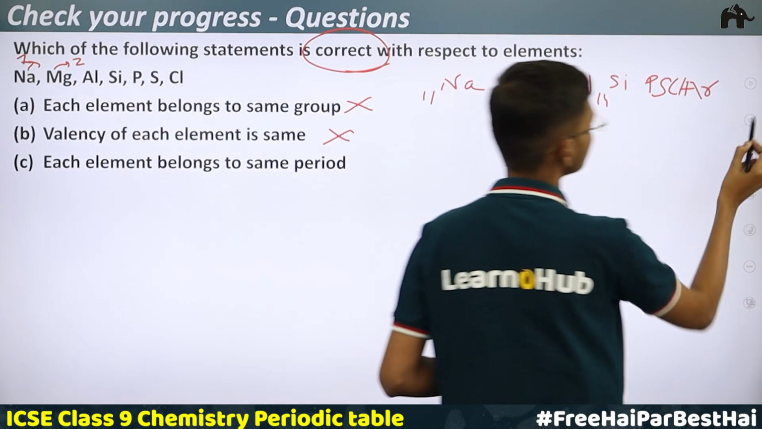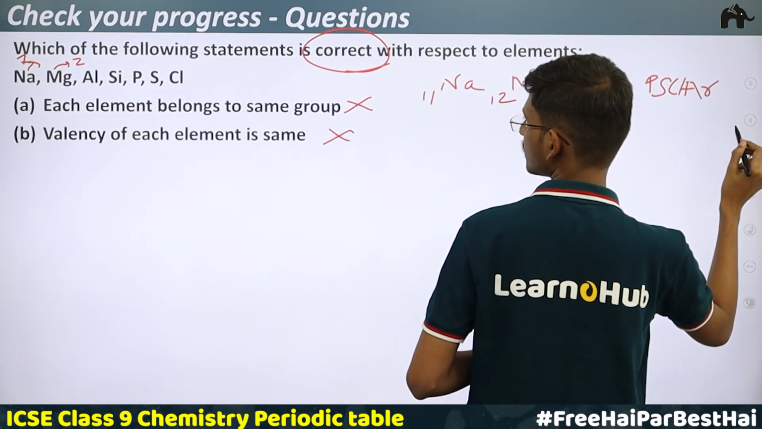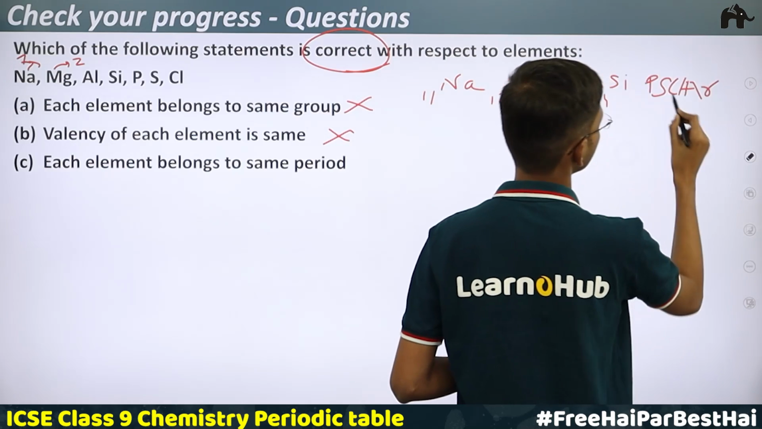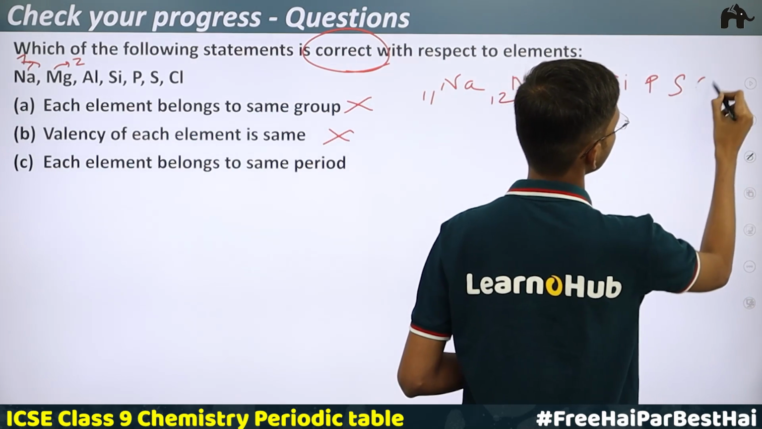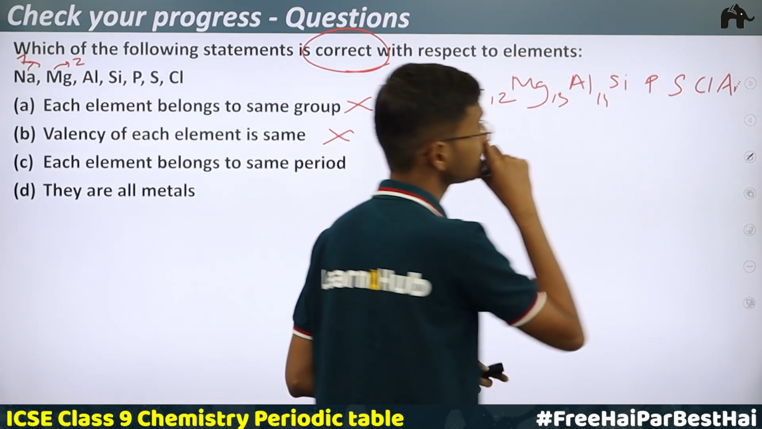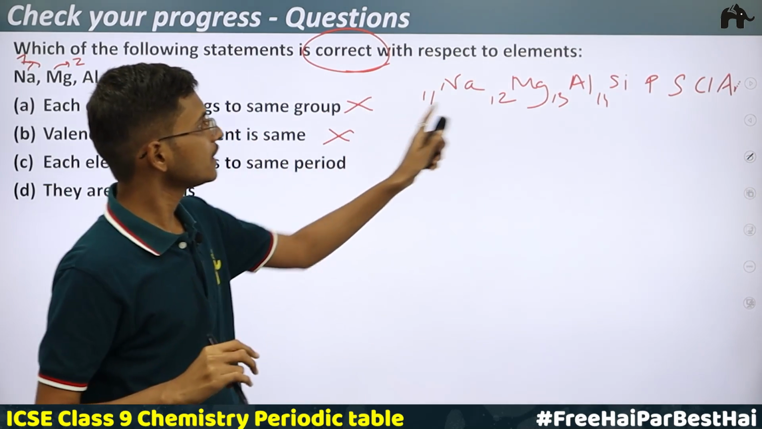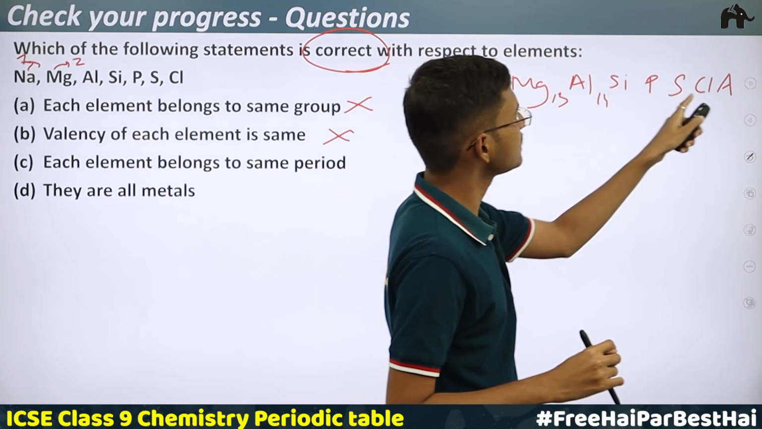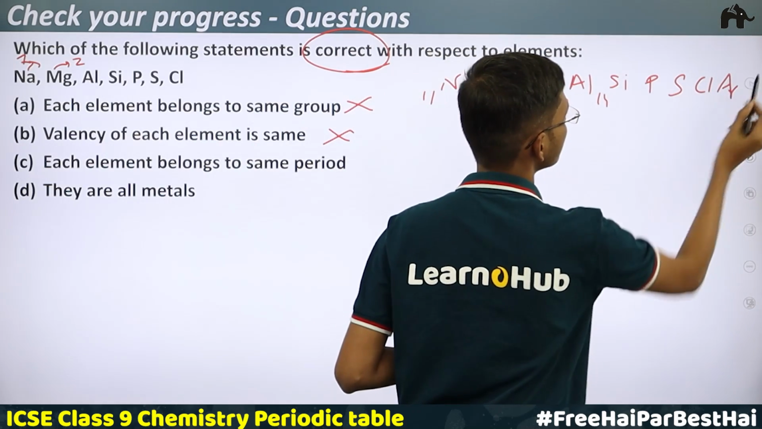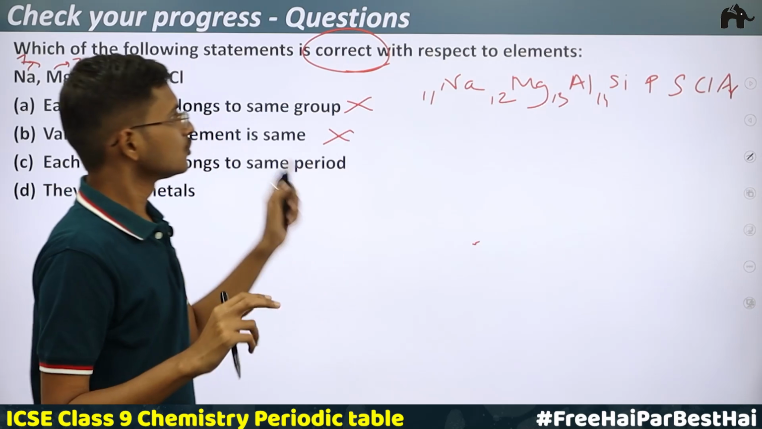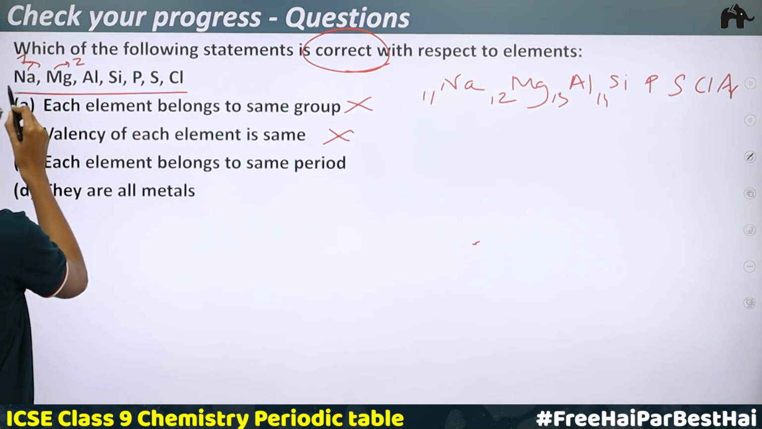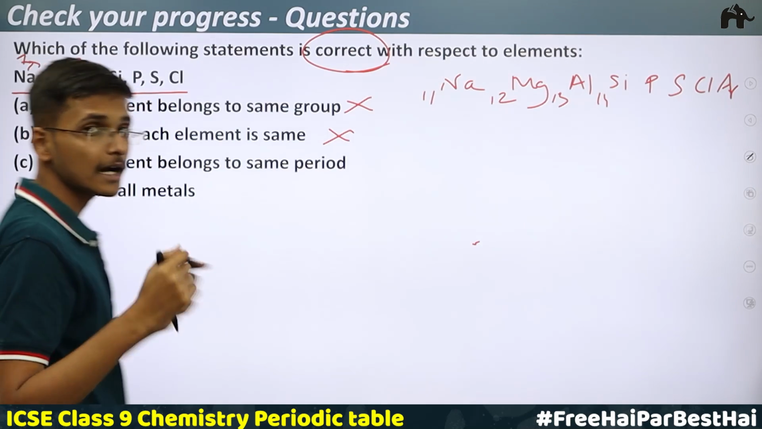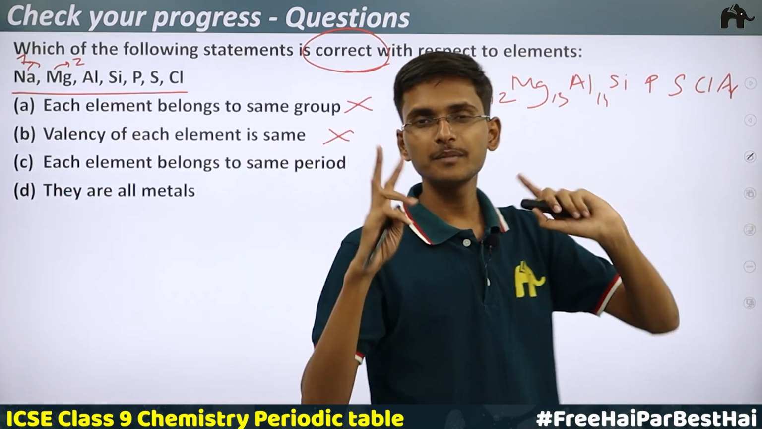I just made a mess here. Phosphorus, sulfur, chlorine, and then argon. Fine. So 11, 12, 13, 14, 15, 16, 17, 18. Clear? So see, sodium, magnesium, aluminum, silicon, phosphorus, sulfur, chlorine. They all belong to the same period.